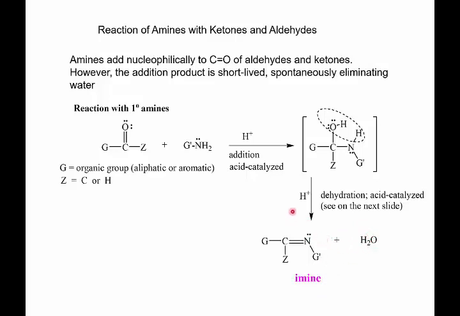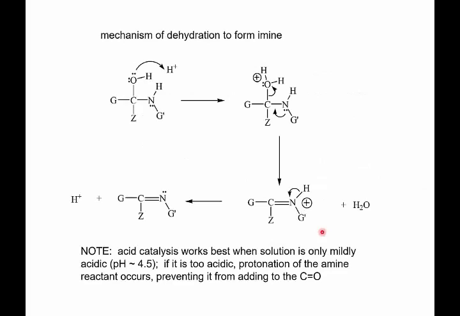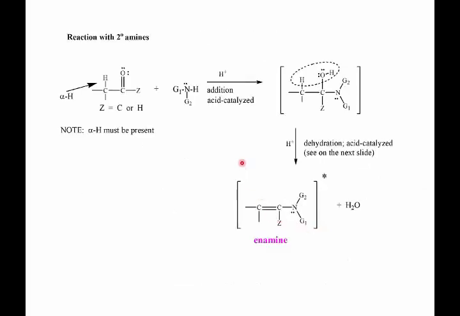Now, this reaction occurs spontaneously. There are two things. First, the addition, and then the addition product spontaneously undergoes elimination of water, dehydration, to give this compound, C double bond N, called an imine. Now, later I'm going to explain the mechanism of that. But I want to now look at what happens with secondary amines.